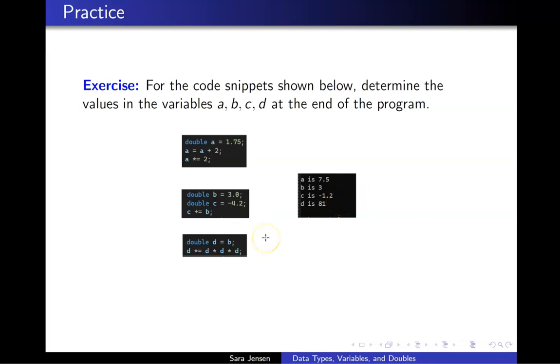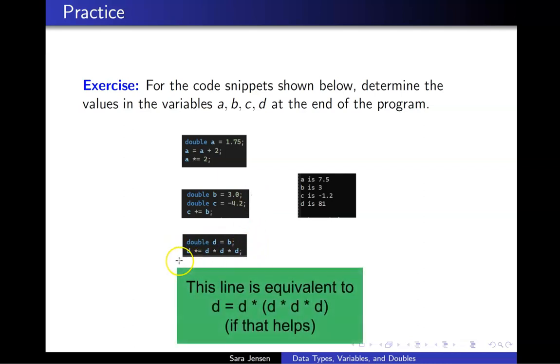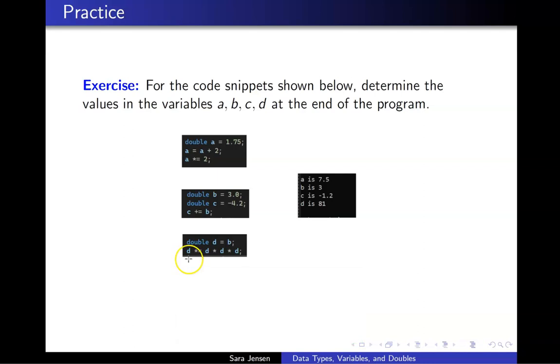The last chunk of code is a little bit difficult. Here we've initialized the variable D to take on the value stored within B, which we just determined to be 3. And this last line of code, which I agree is actually difficult to read and should probably be written in a different way, takes the value within D, multiplies it by itself, and multiplies it by itself. So just this portion on the right takes on the value of 3 times 3 times 3, which is 27.